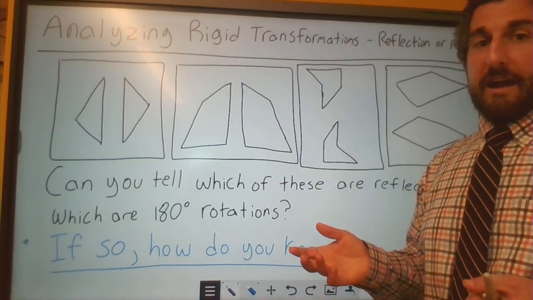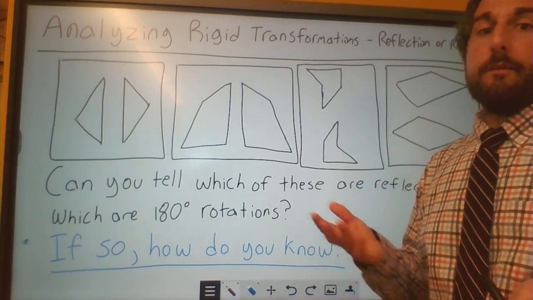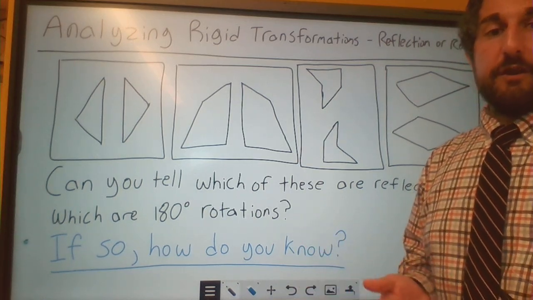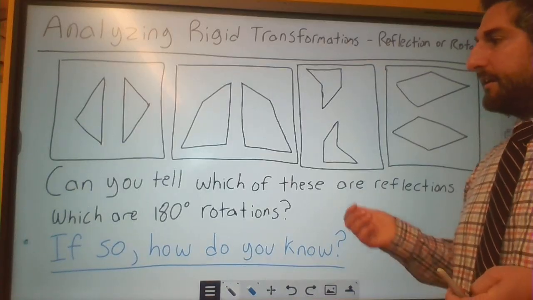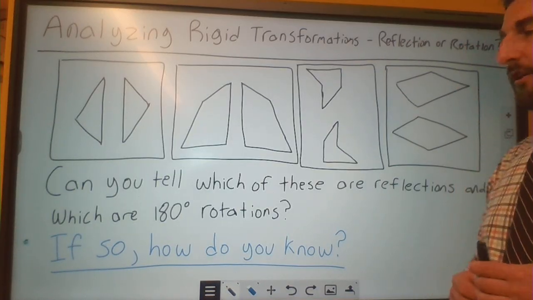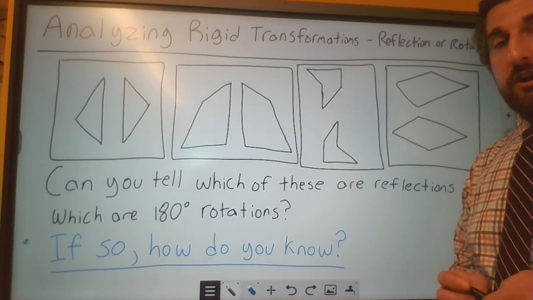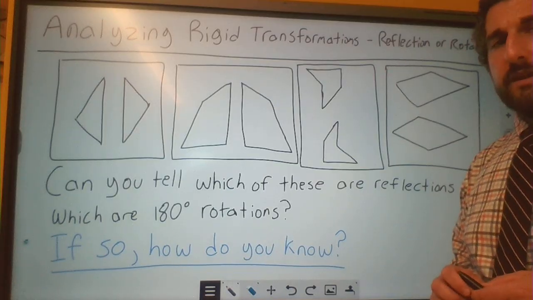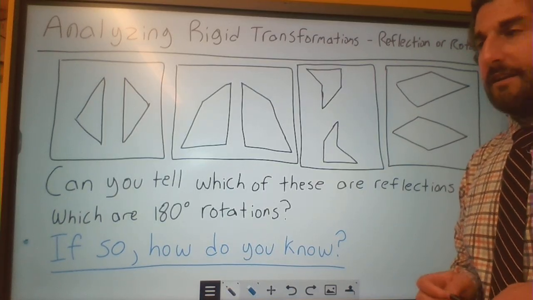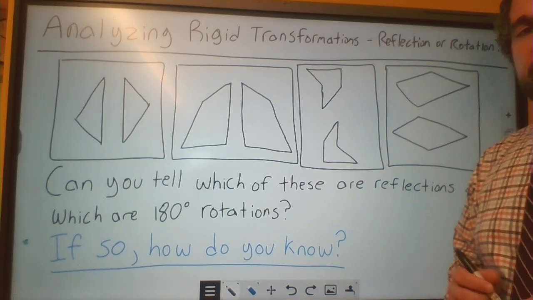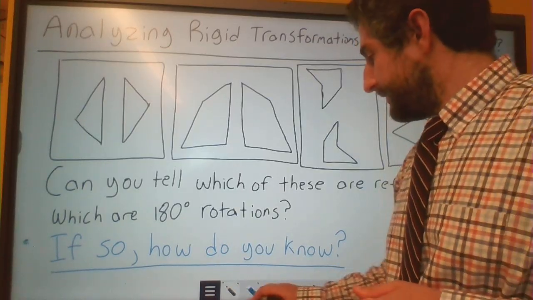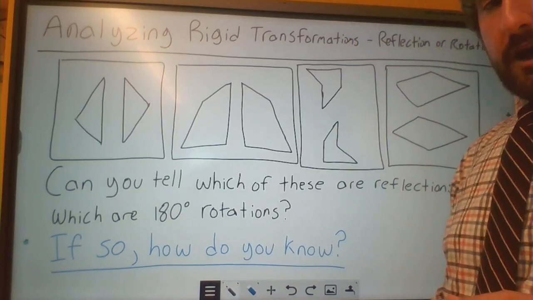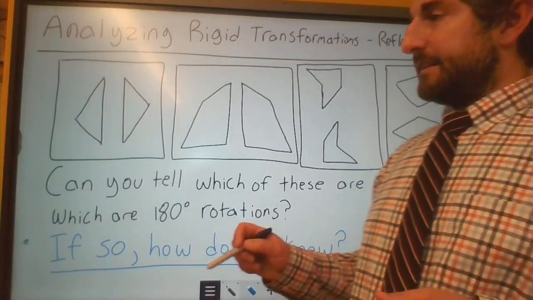They both look like the opposite or the upside down version of the original preimage. So, before we begin, can you tell which of these are reflections and which of these are 180-degree rotations? Give it a try. Pause the video and let me know which you think are which. Got them all? Let's see.